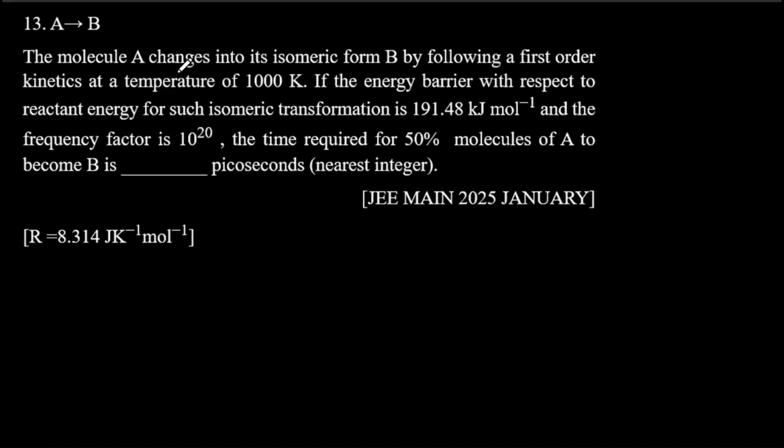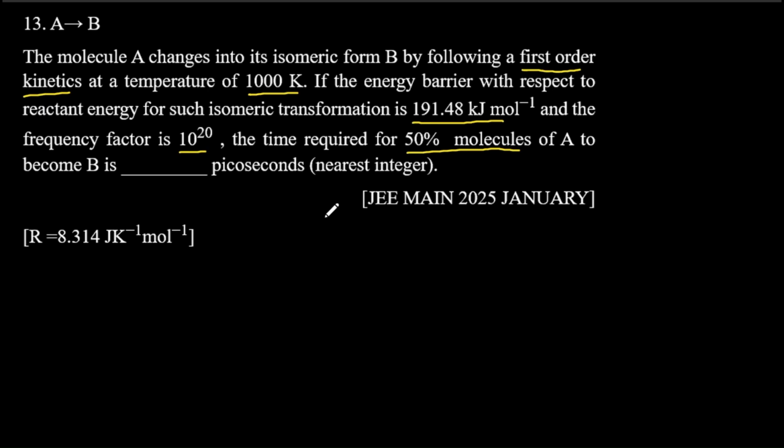The molecule A changes into its isomeric form B by following first order kinetics at a temperature of 1000 Kelvin. If the energy barrier with respect to reactant energy for such isomeric transformation is 191.48 kilojoule per mole inverse and the frequency factor is 10 power 20, the time required for 50% molecules of A to become B is.